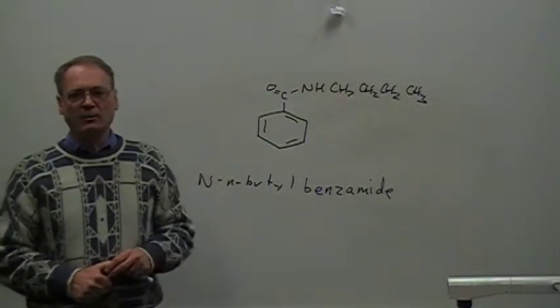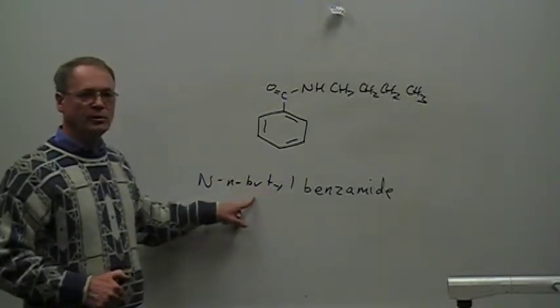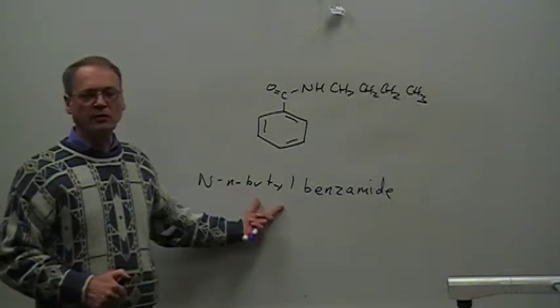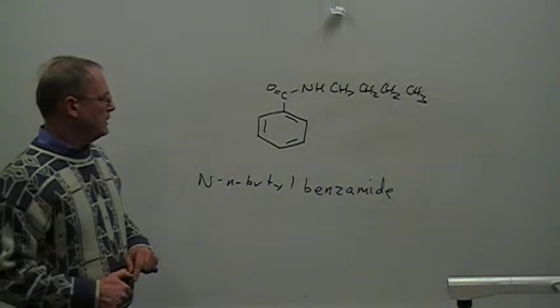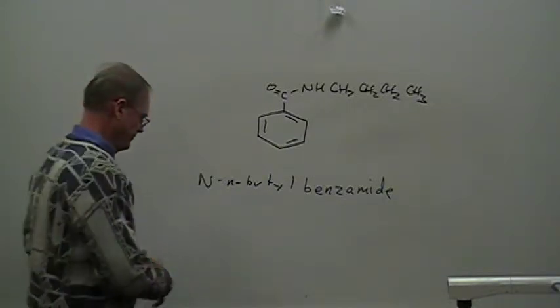If this were the IUPAC name, you wouldn't put in that little n there, and the assumption when you say butyl is that it's N-butyl. If it were isobutyl, it wouldn't be called butyl, it would be called 2-methyl propyl, a completely different name for that group. Okay, let's try another example.